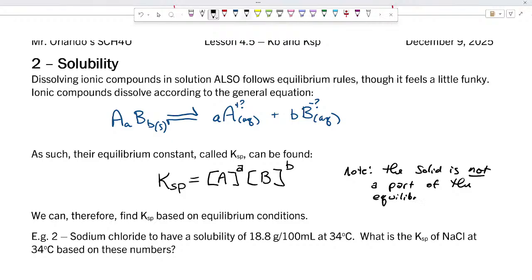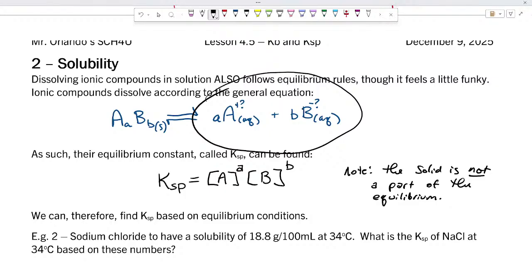Now this actually has a really important consequence. It means that how much solid you have has nothing to do with how much of it you can dissolve. The only thing that matters is how much is already dissolved. Does that make sense? The amount of salt you put in water, for example, doesn't affect how much it can dissolve. All that matters is how much has already dissolved.